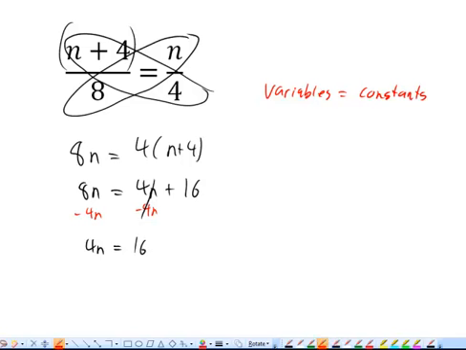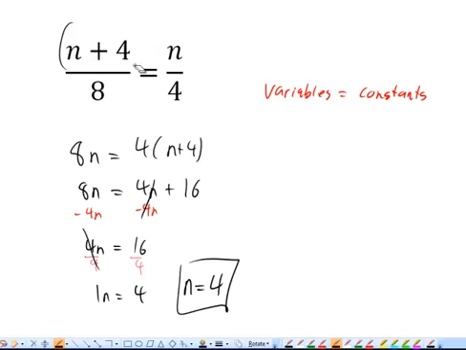All right, then I want to get n by itself, so I divide by 4 on both sides. Well, when you divide by 4 here, your 4 and your 4 divided by 4 gives you 1n. 16 divided by 4 is 4, so 1n equals 4. But 1 times n is just n, so n is equal to 4. And you can always plug in to check.